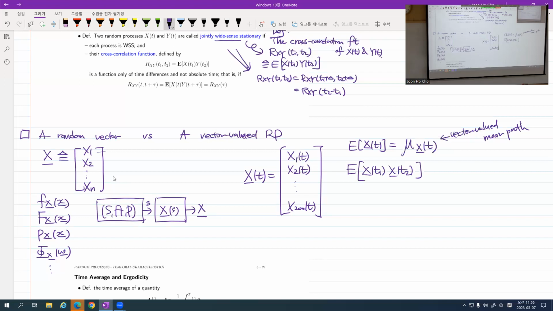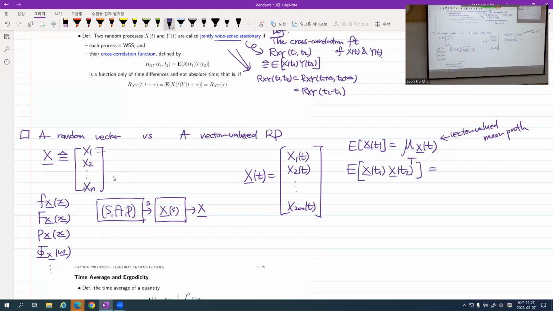It doesn't make sense, right? Because the first vector is a column vector, and the second one is a column vector. And what do we usually consider? Transposition. So we have a matrix, and you have expectation. So what do you have?